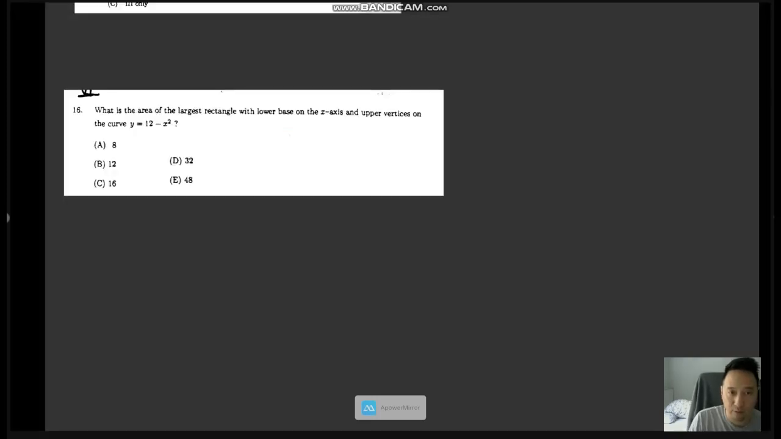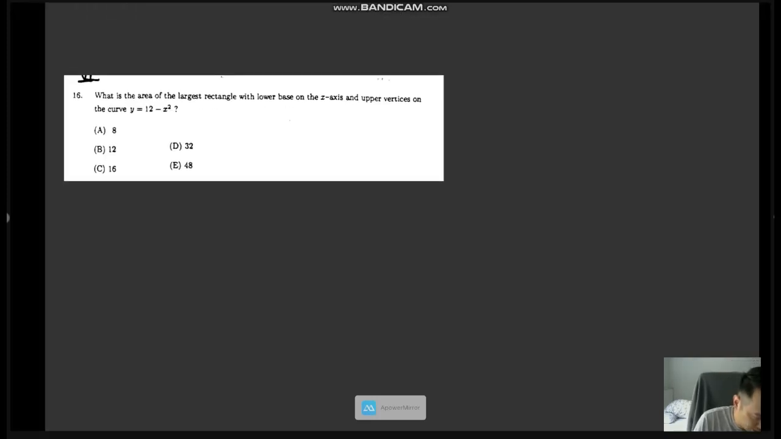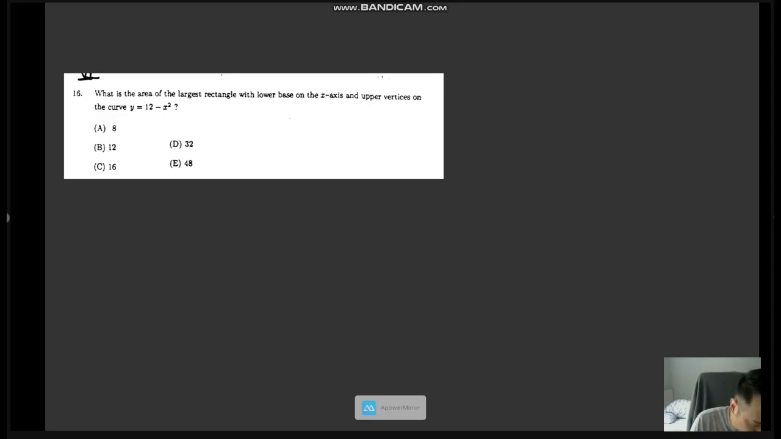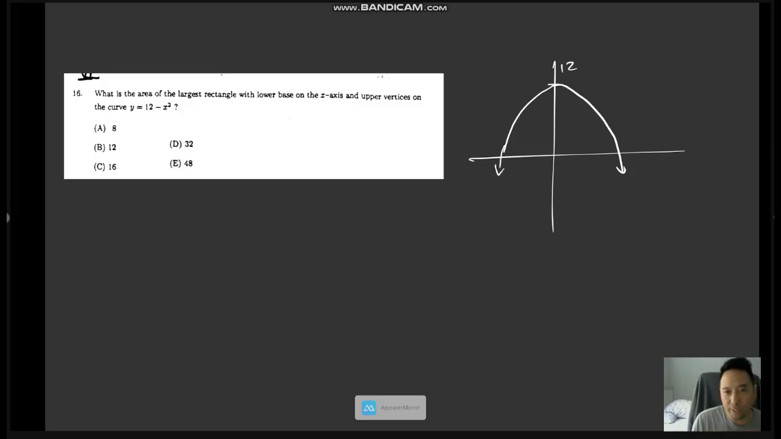Okay, continue on to number 16. What is the area of the largest rectangle with lower base on the x-axis and upper vertices on the curve y equals 12 minus x squared? Okay, so let me do a quick sketch of the curve. You have an intercept at 12 and it curves downward. This is my parabola. The largest rectangle has its lower base on the x-axis and the upper vertices on the curve. So an example of that would be something like this.